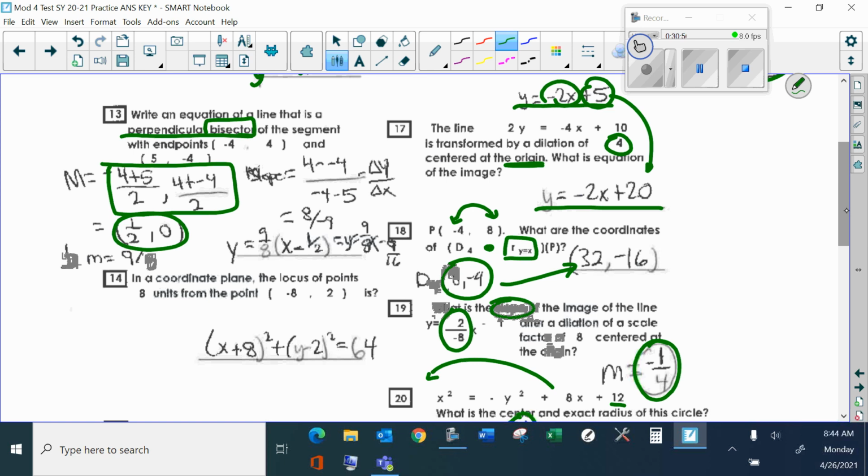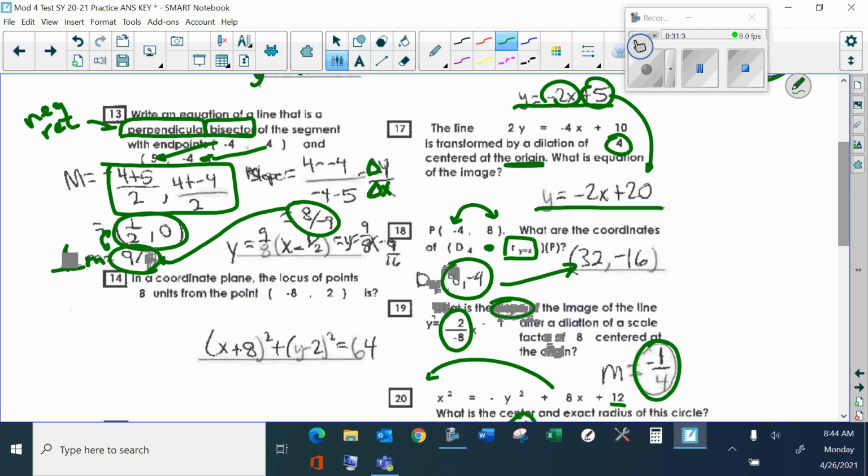Then I need to find the slope, because perpendicular, remember, it goes along with slope, and that's the negative reciprocal. So I need to first find this slope, which is changing y over changing x. Okay, doesn't matter which way you go, I went this way. So I get 8 over negative 9. That's the parallel slope. I want the perpendicular slope, which is the negative reciprocal. So the negative reciprocal of negative 8/9 is 9/8. So there's the slope I'm using with that point.